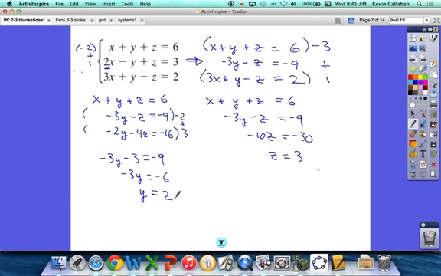And then one more back substitute into the top line, right? We've got x plus 2 plus 3 equals 6. x equals 1. Right? That is using the Gaussian elimination to solve one of these things. Good old Gauss.